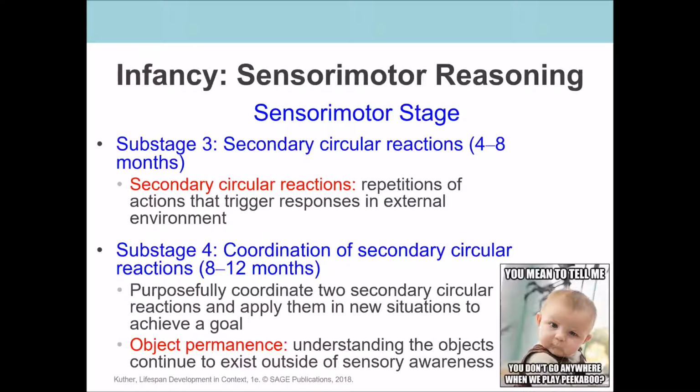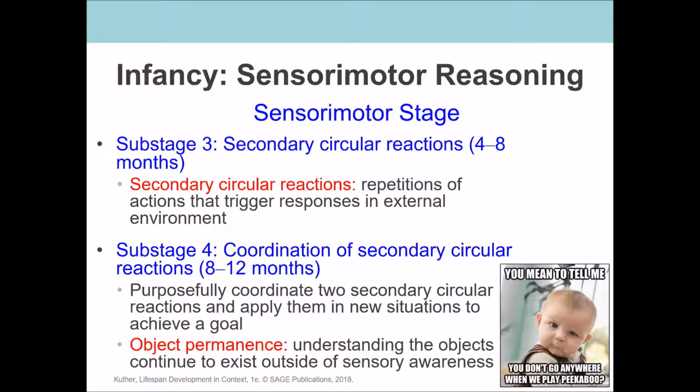Substage 3, secondary circular reactions. These are repetitions of actions that trigger responses in some external environment, so outside the baby's body. So this is a pattern of repetition oriented toward making interesting events occur in the infant's environment. So this could be shaking of a rattle because just the sound of the rattle itself is interesting.